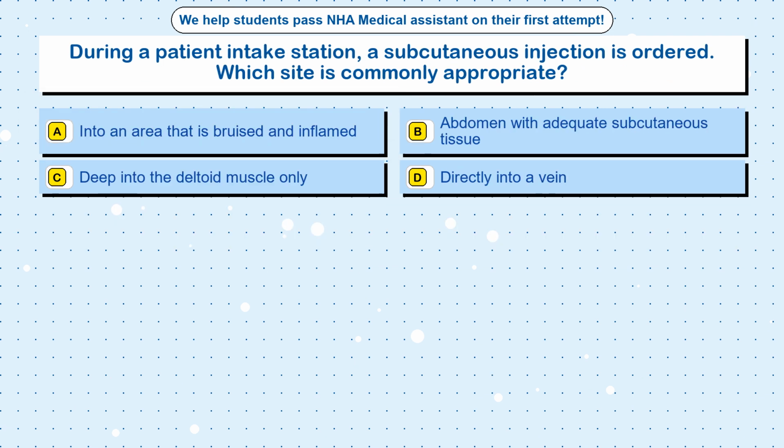Question 36. During a patient intake station, a subcutaneous injection is ordered. Which site is commonly appropriate? Option A, into an area that is bruised and inflamed. Option B, abdomen with adequate subcutaneous tissue. Option C, deep into the deltoid muscle only. Option D, directly into a vein.